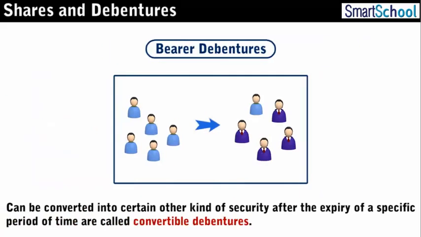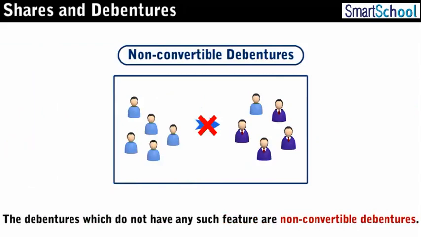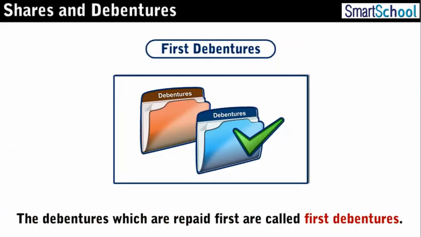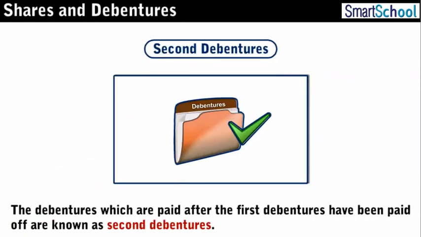The debentures which can be converted into certain other kind of security after the expiry of a specific period of time are called convertible debentures, and the debentures which do not have any such feature are non-convertible debentures. The debentures which are repaid first are called first debentures, and those which are paid after the first debentures have been paid off are known as second debentures.